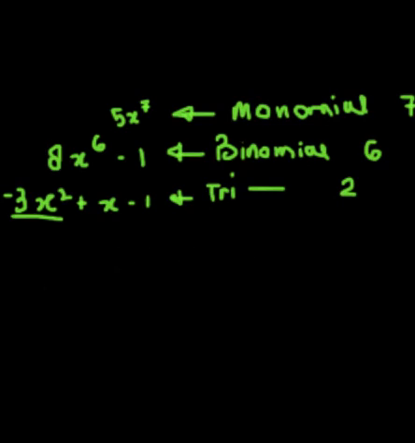So for example, you have x cubed minus 2x squared plus 3x minus 4. So that's a polynomial with a degree of 3.